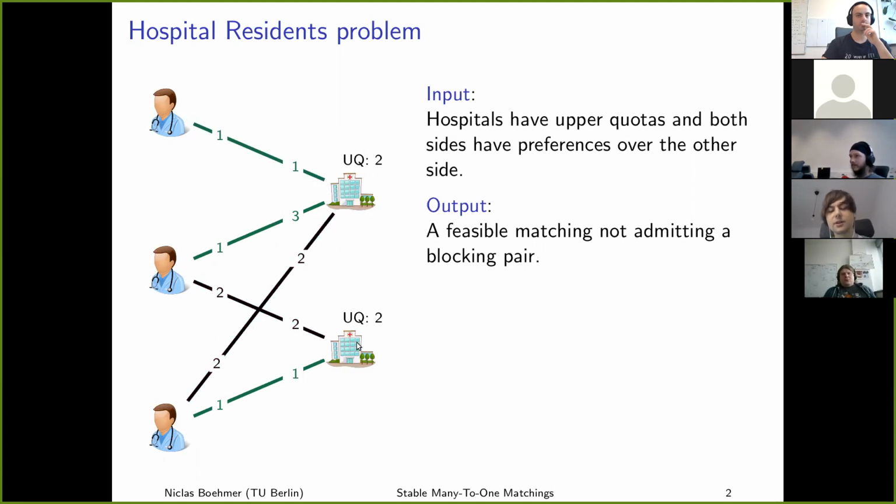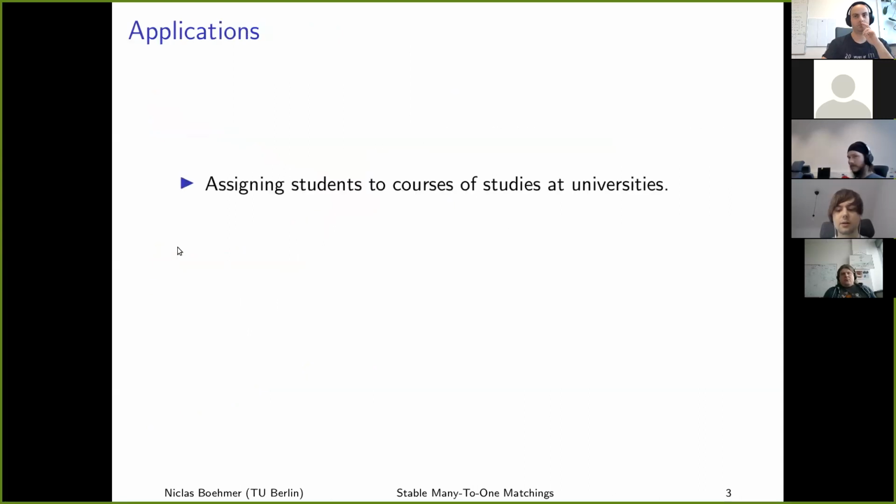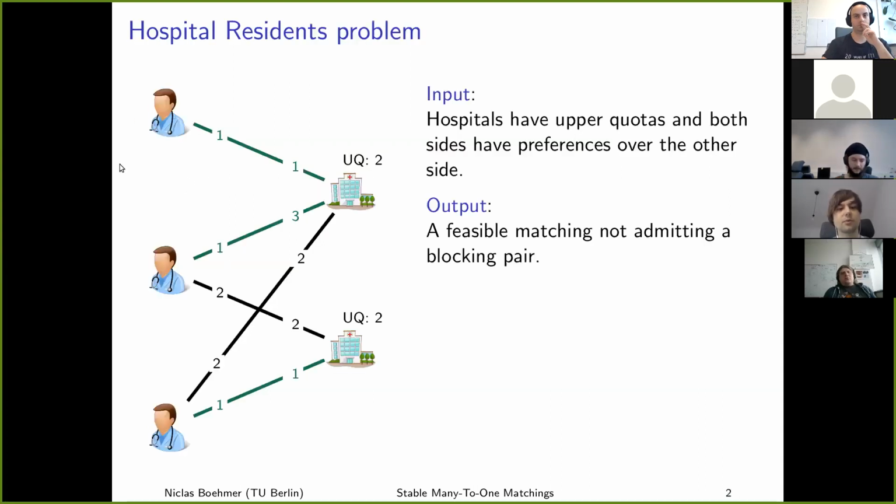On the other hand, this now is a stable matching, which can actually be easily seen here because each resident is matched to their most preferred hospital, which directly implies that this needs to be stable because no resident would want to be involved in a blocking pair.